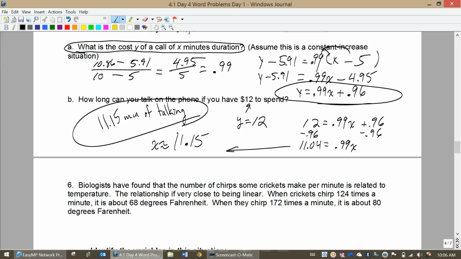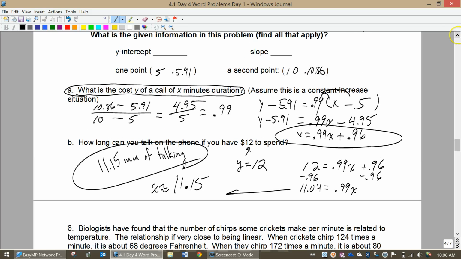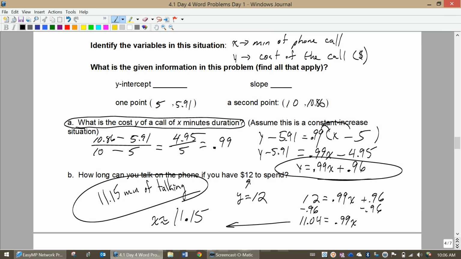Because the original situation gives us two different dollar amounts for different sets of minutes, at 0 minutes in this situation, it costs 96 cents. Like there's a base starting value. Does that make sense? So you start by paying 96 cents just by turning on the phone. And then after the first minute, it's 96 cents plus 99 cents. That makes sense? So it's a little off.